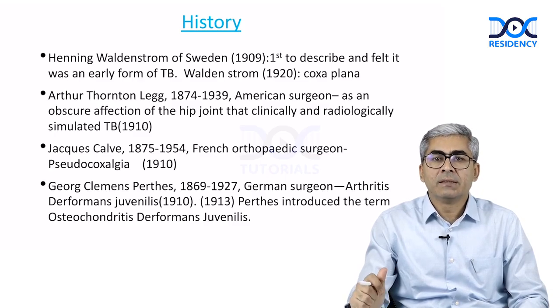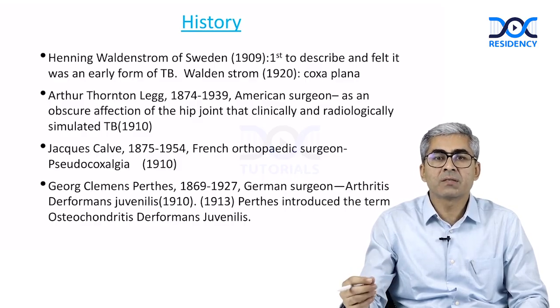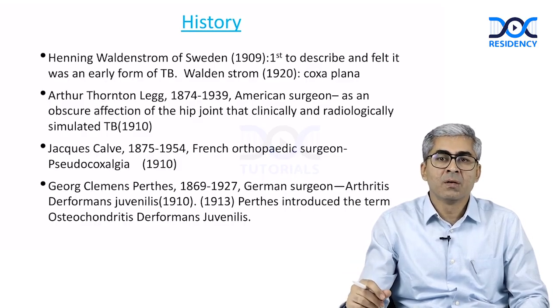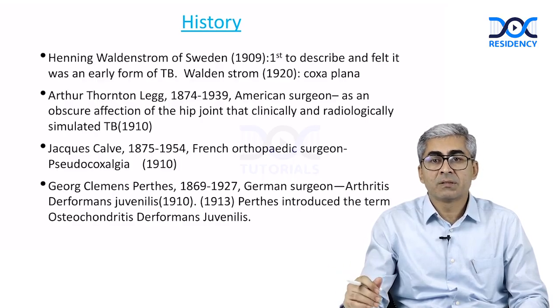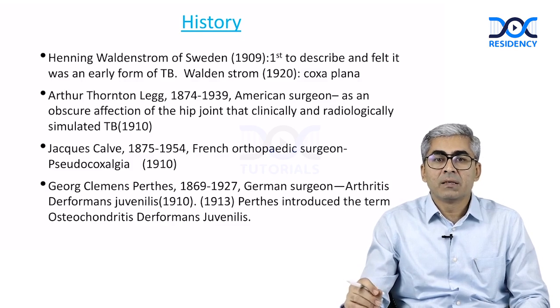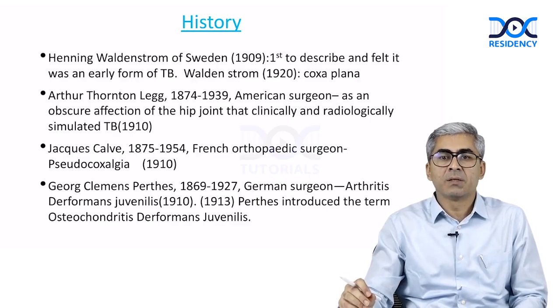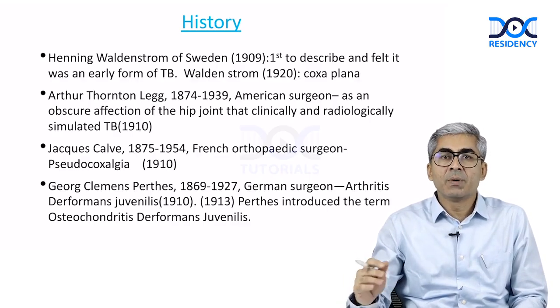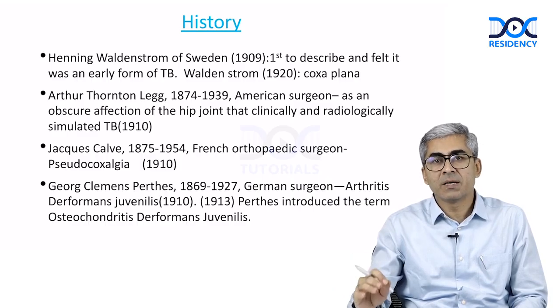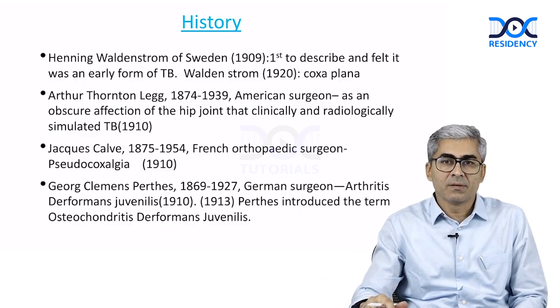Coming to a brief history. Initially in 1909, Waldenstrom of Sweden confused this condition with an early form of tuberculosis. But later on, he described it as coxa-plana. That was the first description. And later on, three authors, Arthur Thornton Legg from America, Jacques Calvé from France, and George Clemens Perthes, a German surgeon, independently described these three entities. That's why it is named under all these three people, called Legg-Calvé-Perthes disease.